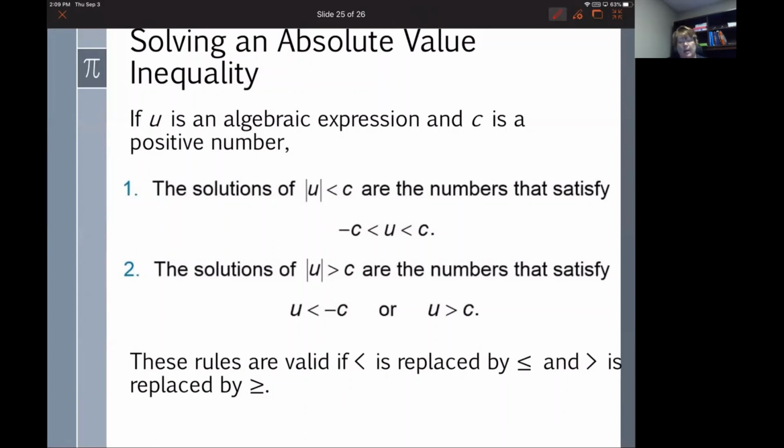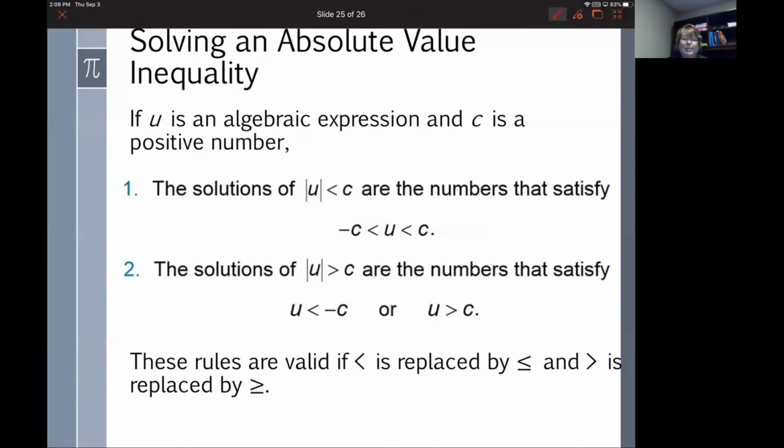What if it's greater than? If I have the inequality, the absolute value of the expression u is greater than a positive constant c, to solve that inequality, I take the expression u, I set it less than the negative constant and greater than the positive constant. There is no other way to do this. I've seen some creative methods, but there is no other way to do this.